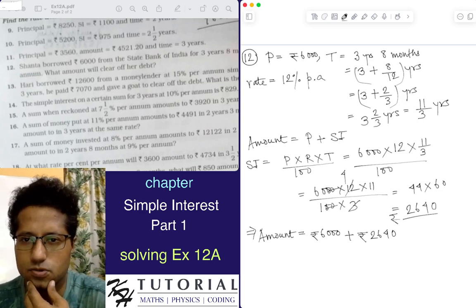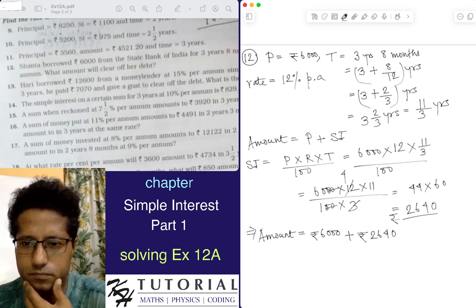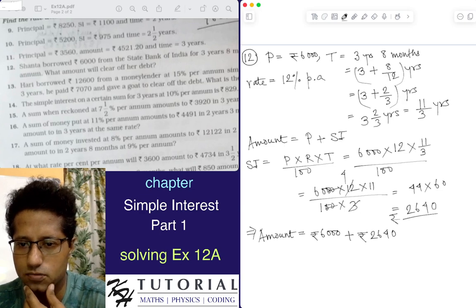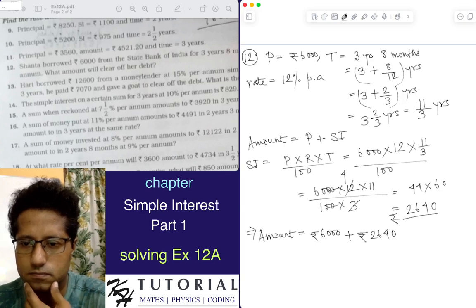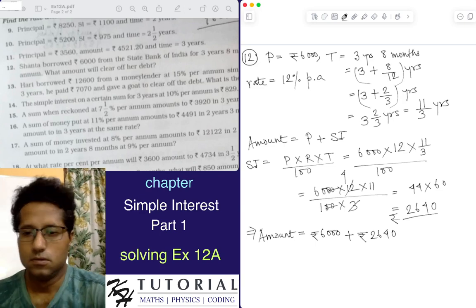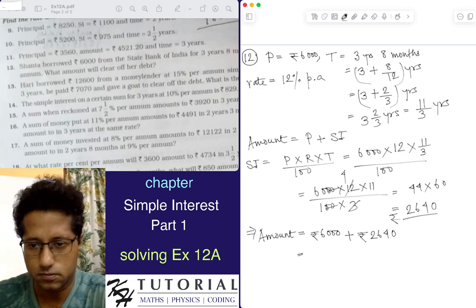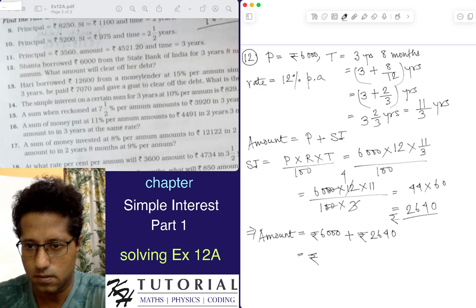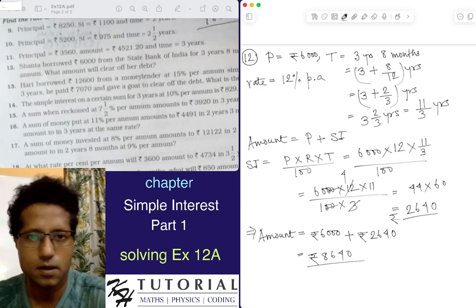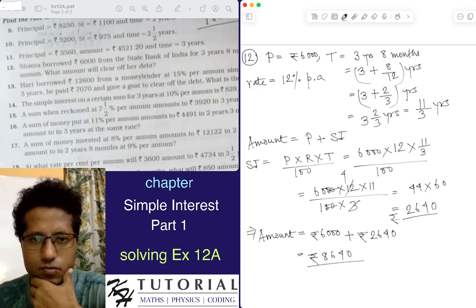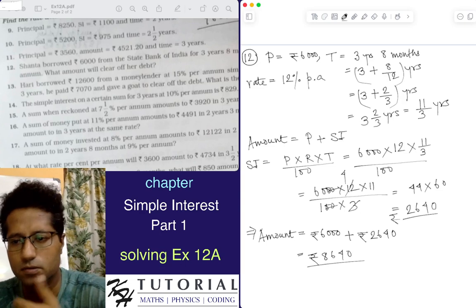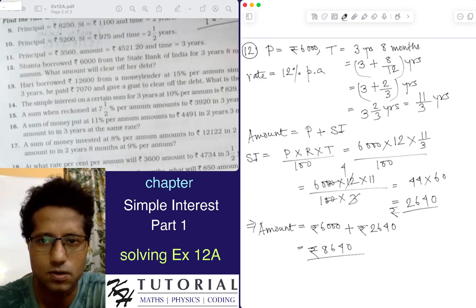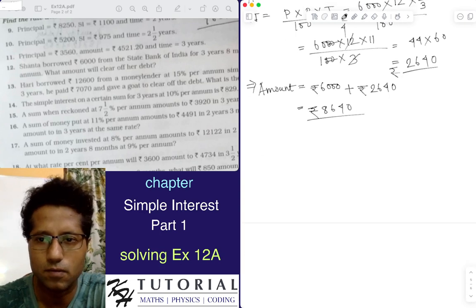PRT by 100. So 6,000 into 12 into 11 by 3 divided by 100. Okay, so 20 cancels, 20 cancels. 3 into 4, 60 into 44. Yeah, it's fine. Okay, so this is equal to rupees 8640. This is the total amount that Shanta will have to pay to clear off his debt. His debt means the total amount that she needs to pay. Okay, let's do problem number 13.